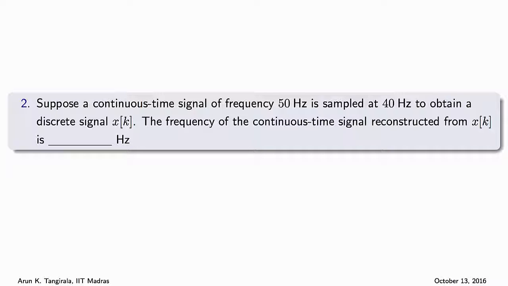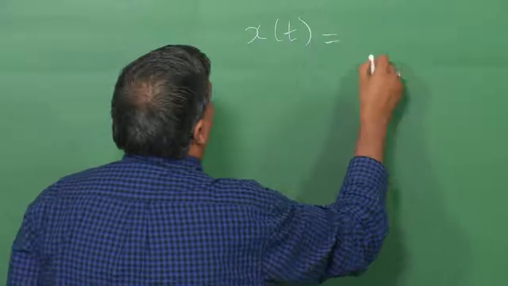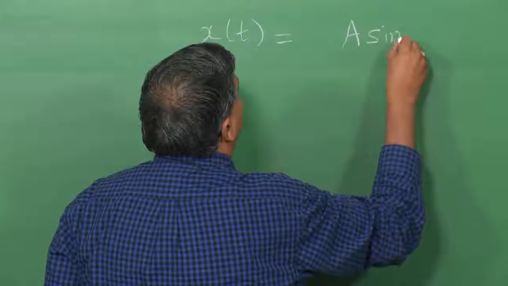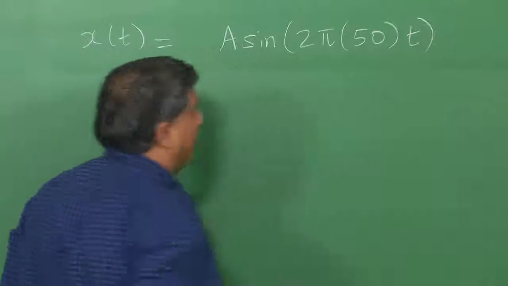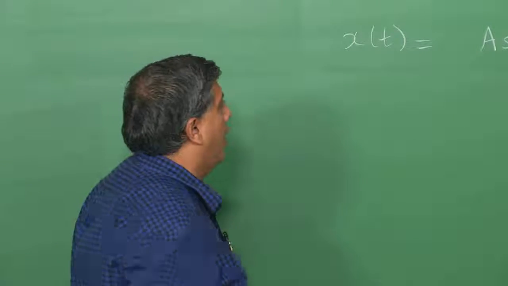The procedure to solve this is to first determine xk. We are given that x of t has a frequency of 50 hertz. You can imagine it to be a sine wave of frequency 50 hertz, and it is being sampled at 40 hertz. All one has to do is go back to your sampling lectures, sampling basics, and write the expression for xk. Let me write that for you on the board. So, I have x of t, let us say of some amplitude a, frequency 50 hertz, and now this is being sampled at 40 hertz.